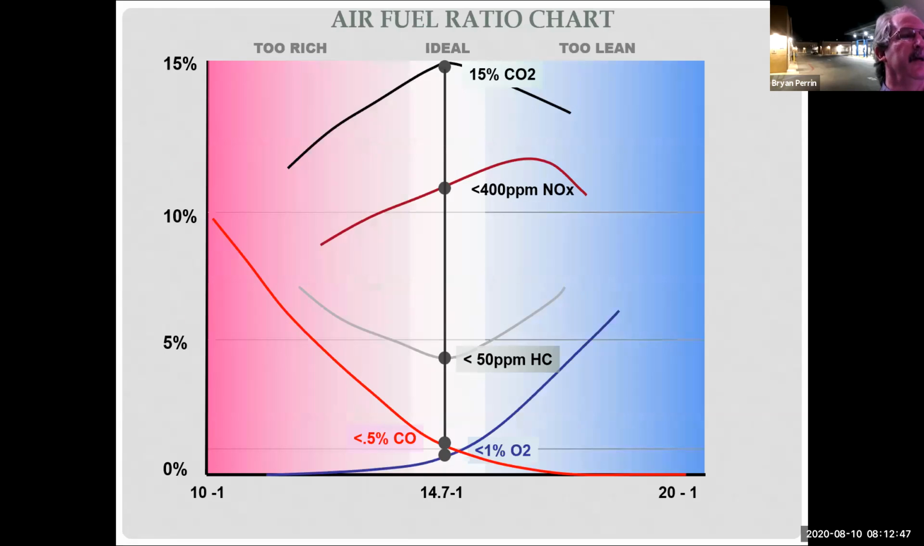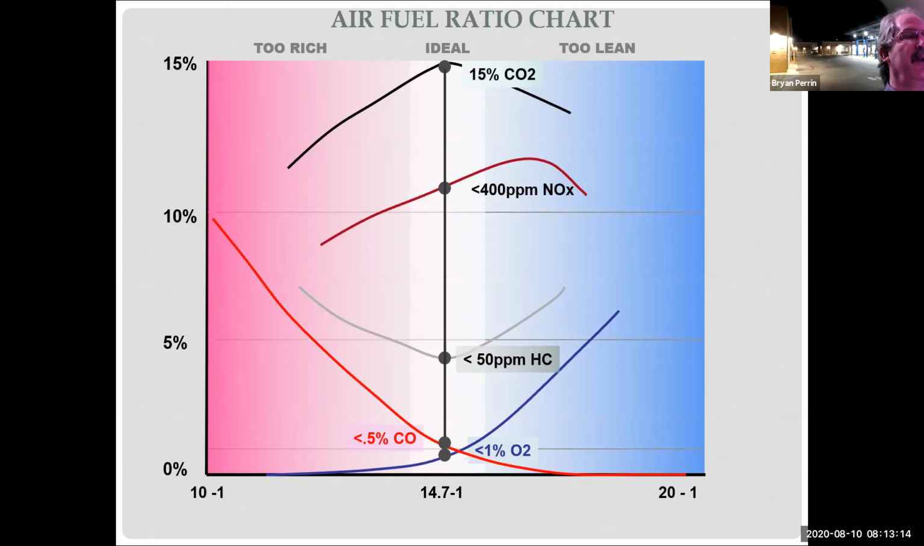So here is a stoichiometric mixture. We can see the white in the middle is kind of my ideal area. And then as I go to the left, I go rich. As I go to the right, I go lean, which is my pink and my blue areas. So what we have is a vertical line that's going to cross each of these gases as we move between rich and lean. So right now I'm at a stoichiometric level.